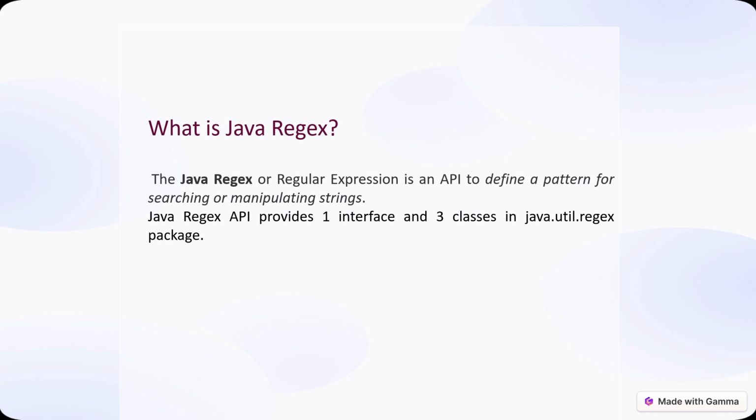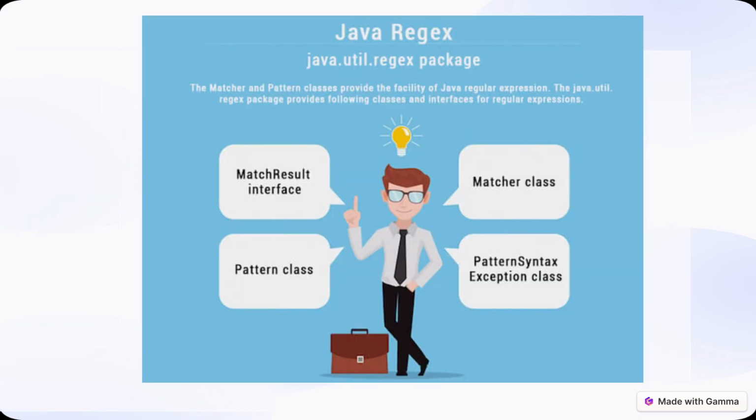As I told, this regex is an API, so we can define a pattern for searching and manipulating strings. This is java.util.regex, the package actually. In this package we have three classes and one interface. Sorry for the confusion. The classes are the Matcher class, the Pattern class, and the PatternSyntaxException class. So if any exception occurs, we use this class. The interface is implemented by the Matcher class.